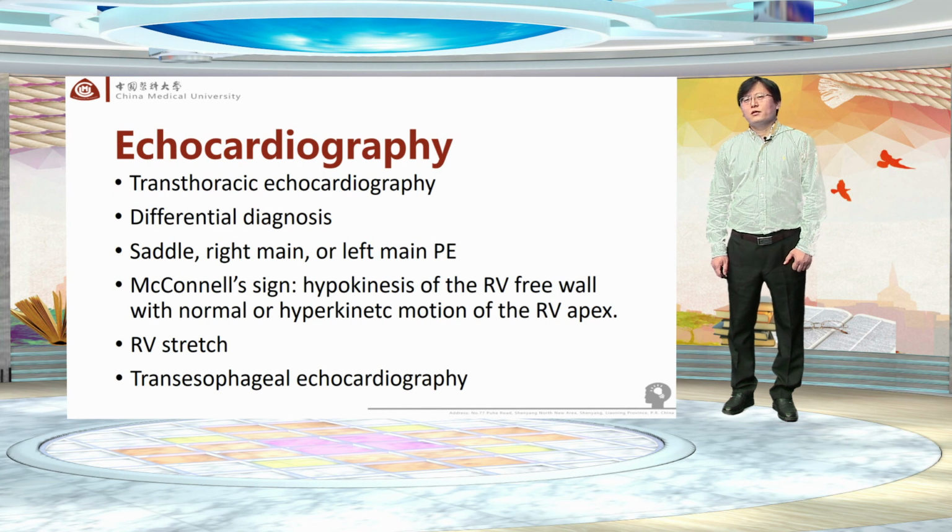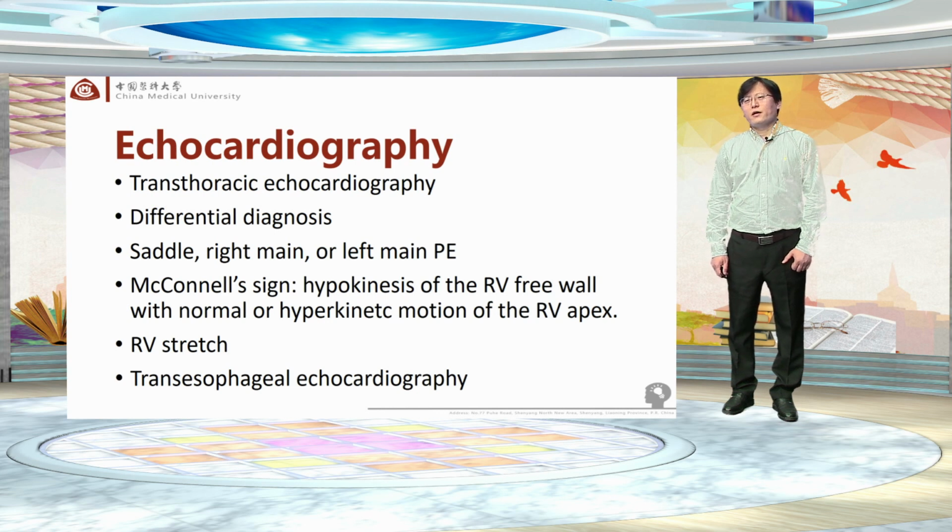Echocardiography is useful for the differential diagnosis of right ventricle overload. And sometimes it can help to find saddle pulmonary thromboembolism, or right main or left main pulmonary thromboembolism.